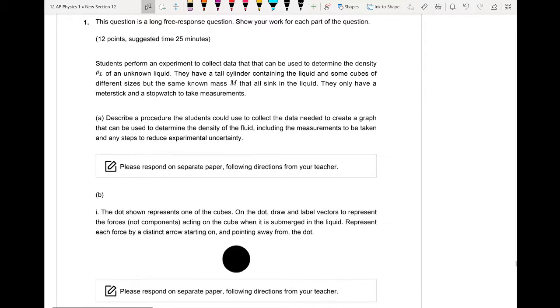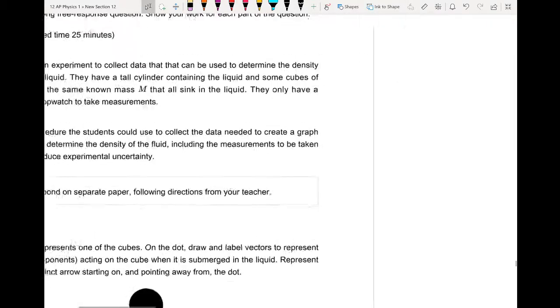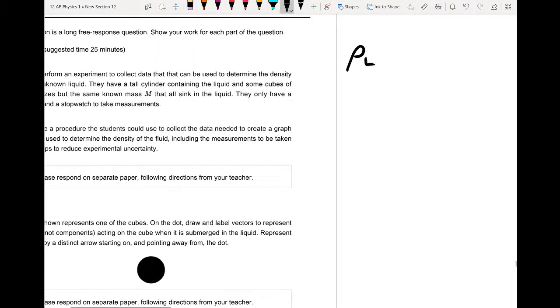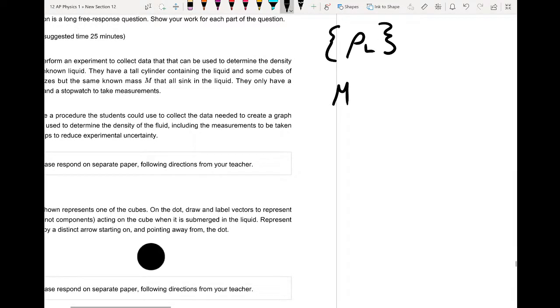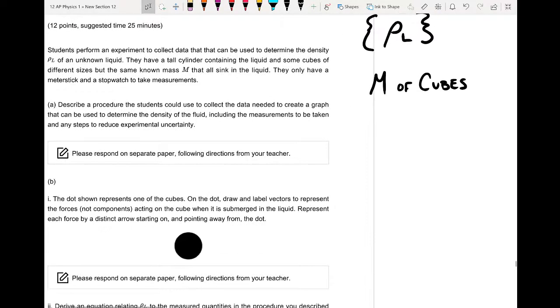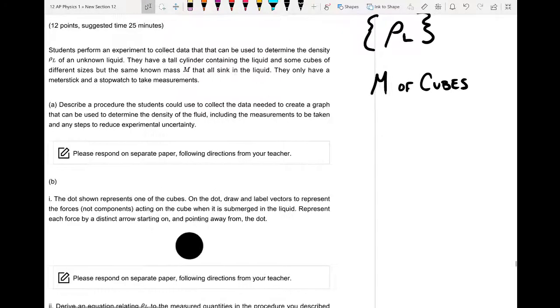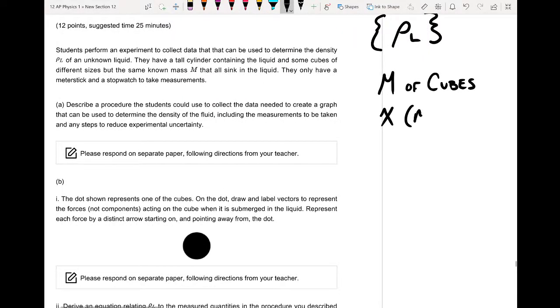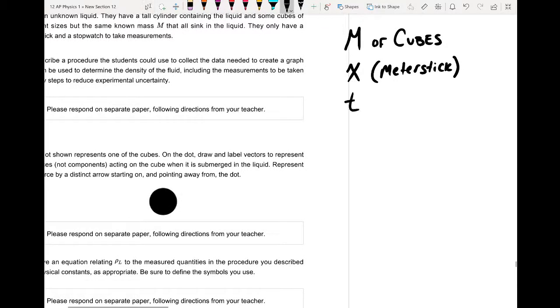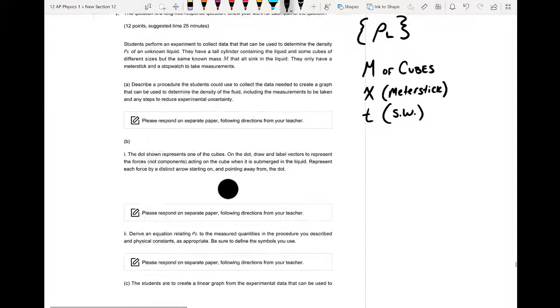Before I think about collecting data, I want to think about what I need. How am I actually going to get this rho L? How am I going to figure out the density of this fluid? That's what I want to know. I know that I have the mass of the cubes, and I know that they sink. I have a way to measure distance, a meter stick. And then I have a stopwatch, so I can measure time.